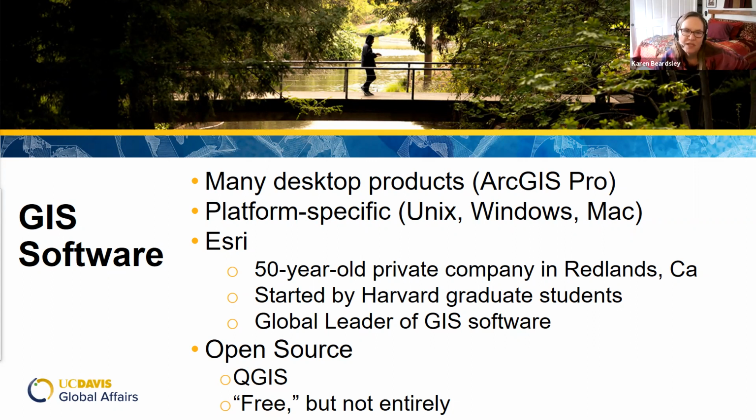So Esri is a 50-plus-year-old private company based in Redlands, California. It was started by several graduate students from the Harvard School of Design. One of them is Jack Dangermond, who's the president and CEO of Esri. It is pretty much the global, leading GIS software around the world.